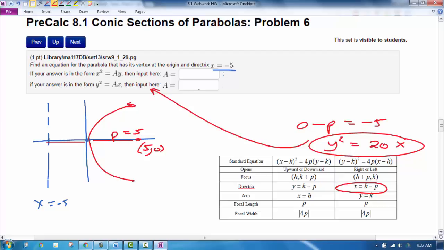All right, if you compare this to up here, you find that a is 20, and I can just leave this one blank, and that should do it.